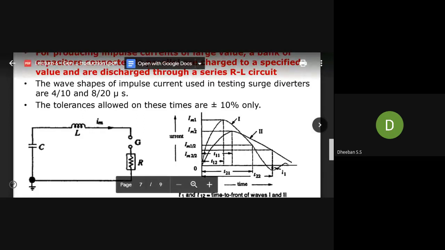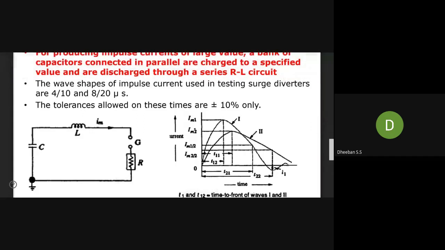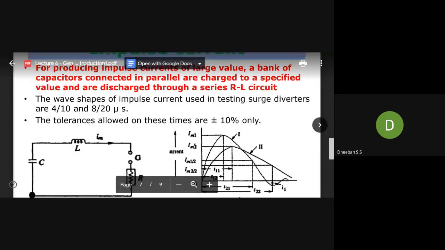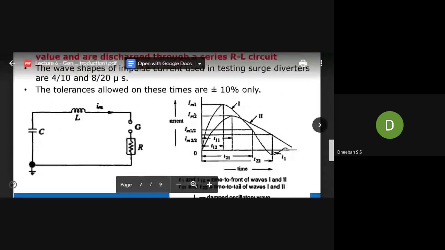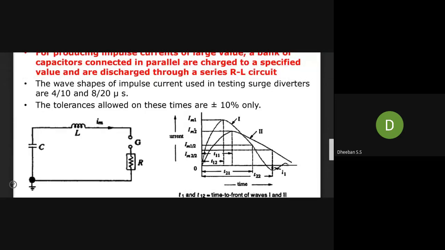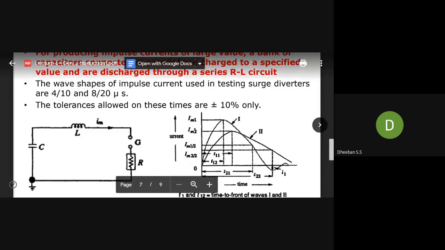But what you have to know is the time period, because an impulse current waveform is defined as per its time period. The wave shapes of impulse current using testing surge derivatives are given with time periods. So in 4 by 10, the first 4 corresponds to the wave front time, and the second 10 corresponds to the wave tail time. Here they are giving tolerances of plus or minus 10%.